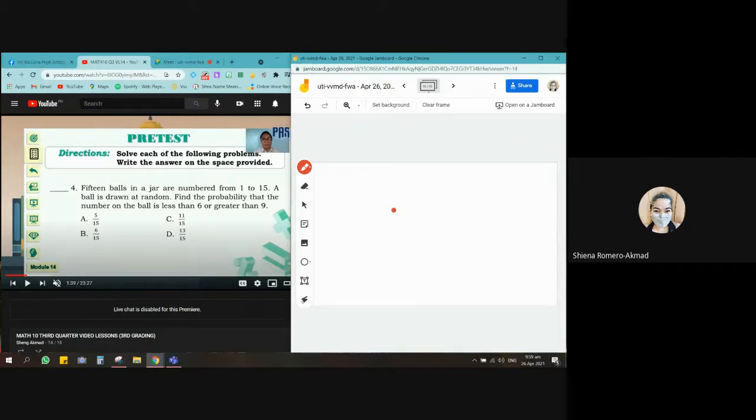What are the possible outcomes that are less than 6? 5. 1, 2, 3, 4, 5. When we take the probability of less than 6, we'll have 5 over how many? Over how many? All of them, 15. 15, correct.